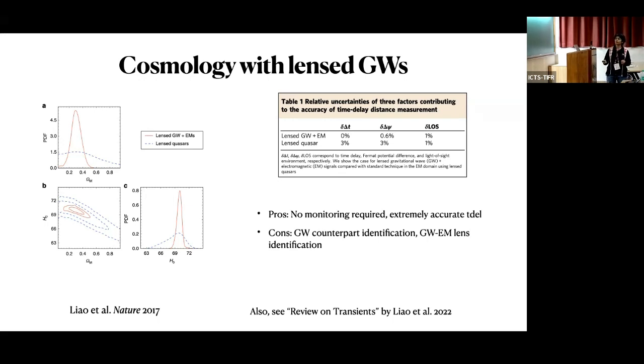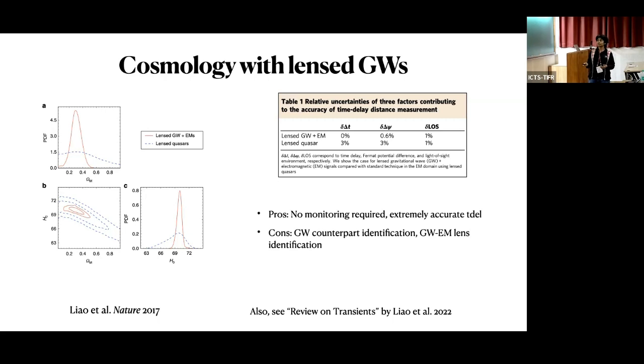So here they have shown the projected constraints. If you have, let's say, 10 lensed GW systems where the EM counterparts have been identified, how much better the contours are compared to if you have just lensed quasars. As I was mentioning, for lensed GWs you don't need to do any sort of monitoring, and you can get extremely accurate time delay measurements.